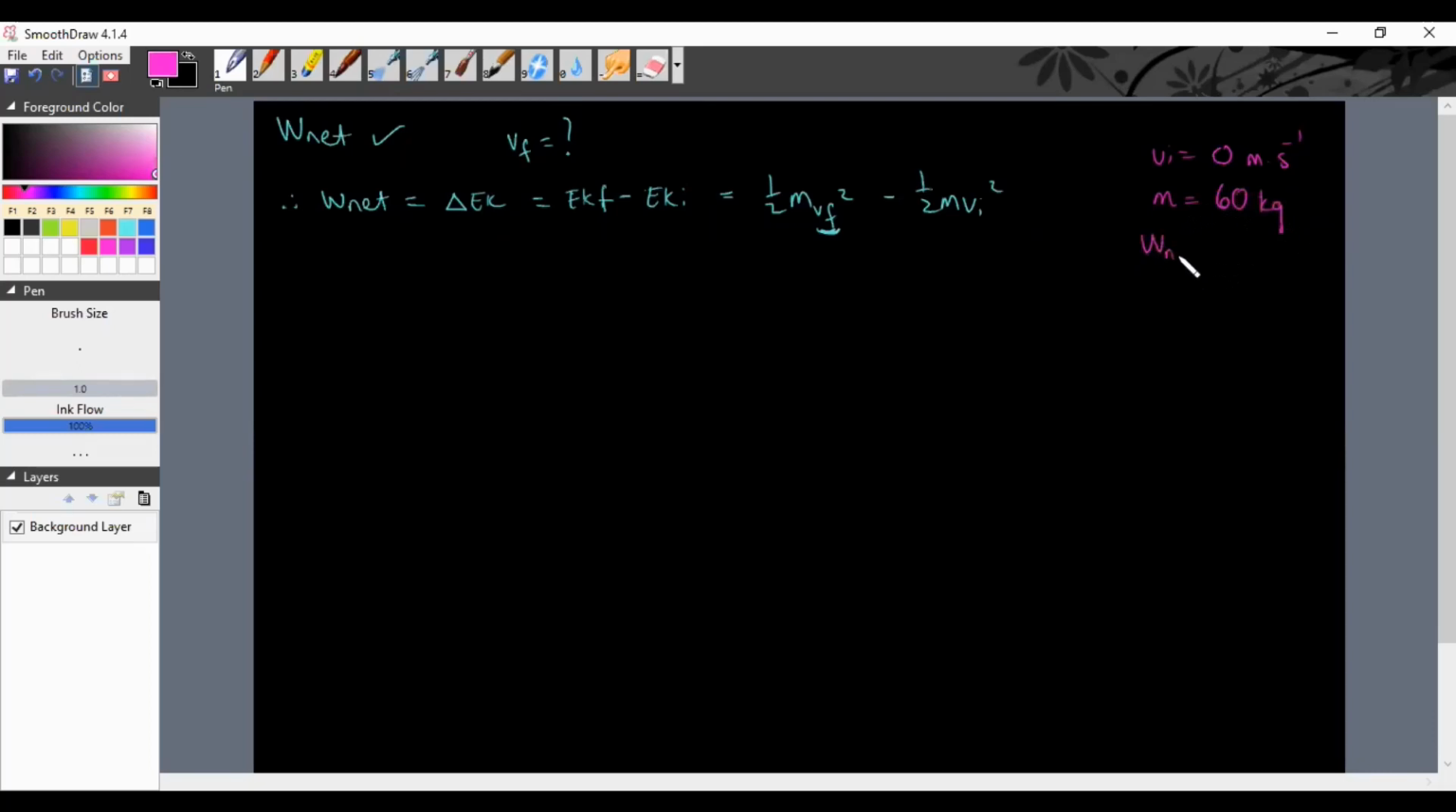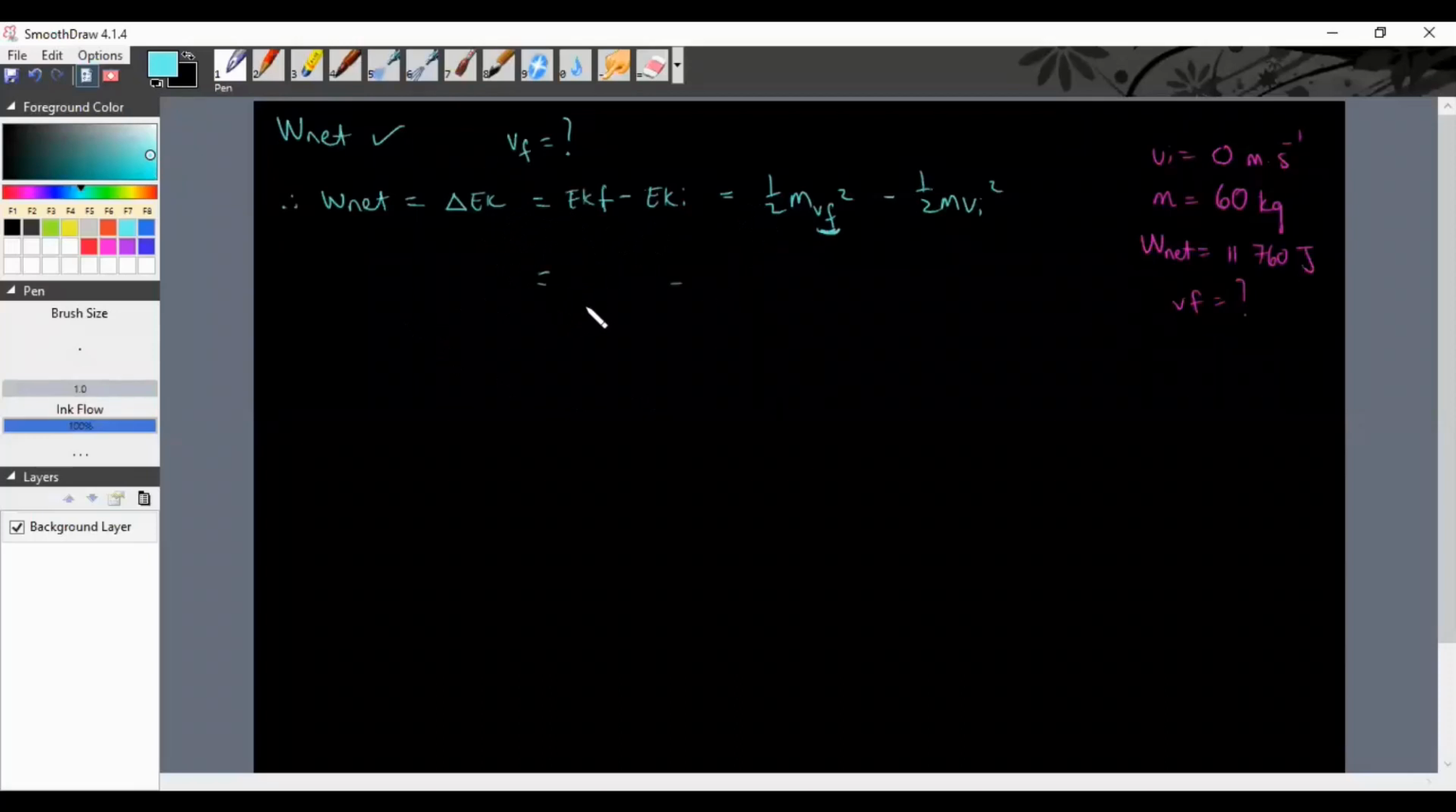My W net that I was given in this case was 11,760 joules, and I'm looking for VF. Okay, we go back to light blue. Okay, so let's just work from here quickly. I'm going to bring this part over here.